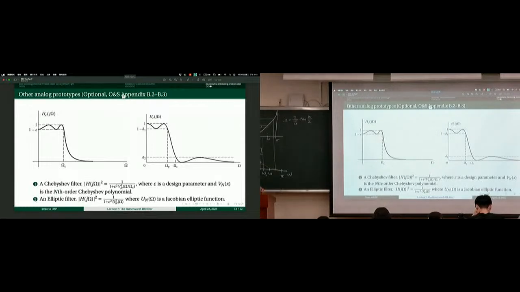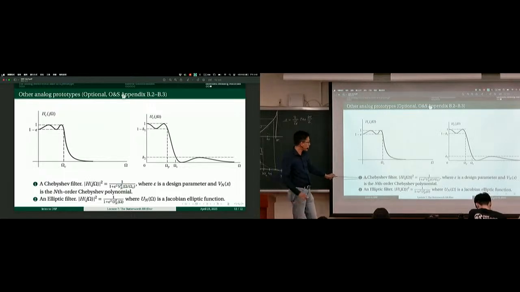And my next comment is, this is just optional, okay? Just reading materials also in the appendix of our textbook. So it turns out that we have a few different designs, okay? In one design, we can allow the passband to have ripples while the response decreases monotonically after the corner frequency, okay? There exists such kind of analog prototype, and the name is Chebyshev filter.